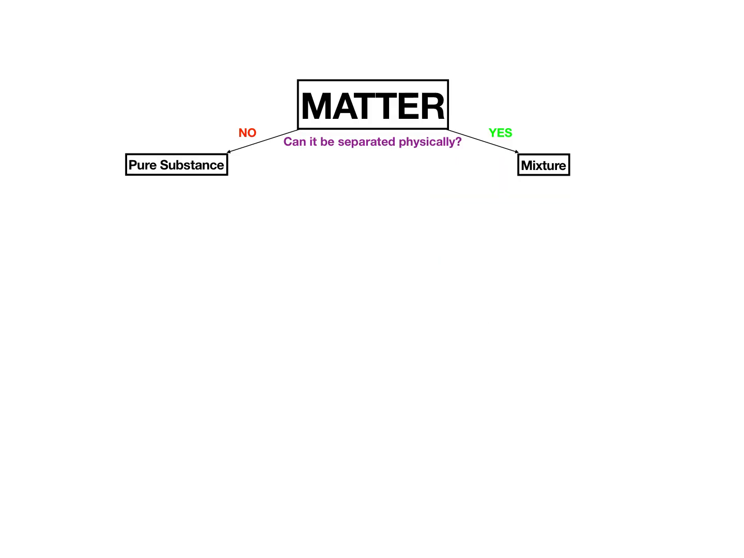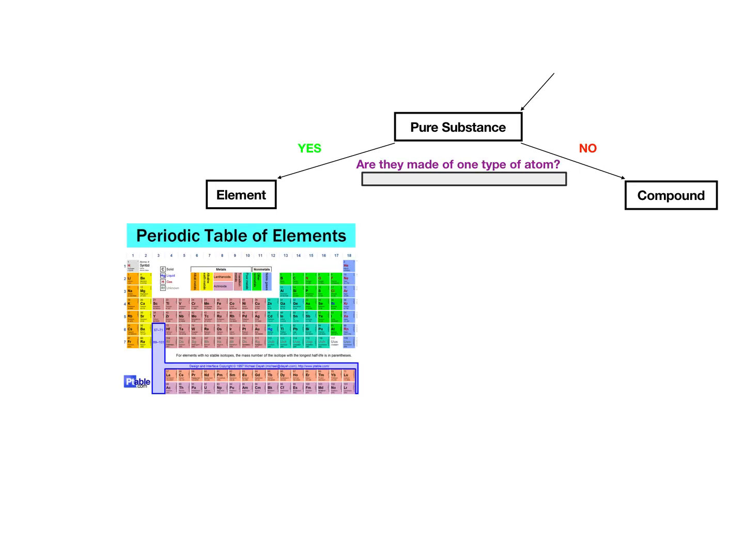So, the answer to the question of can it be separated physically determines whether or not we have a pure substance over here on the left. Pure substances cannot be physically separated, but mixtures can. We'll take a look at this pure substance side first. In order to figure out if it is an element or a compound, one of the things we can ask is whether or not it's made up of one type of atom. If it is, it's an element. If it has more than one type of atom, it's going to be a compound.